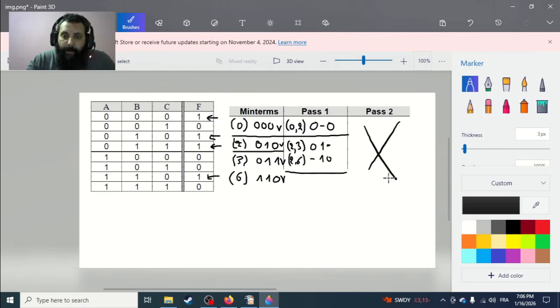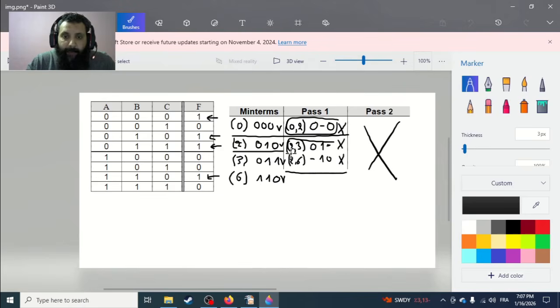We stop on pass 2. We are not able to go to pass 3, and we stop. This is the algorithm. The algorithm says that we stop when it's no longer possible to aggregate. In this case, a min term or an implicant which is not aggregated in the next pass, we have to mark it with an X, a cross like this. Those three are not aggregated and we have to mark them. And this mark X is very important.